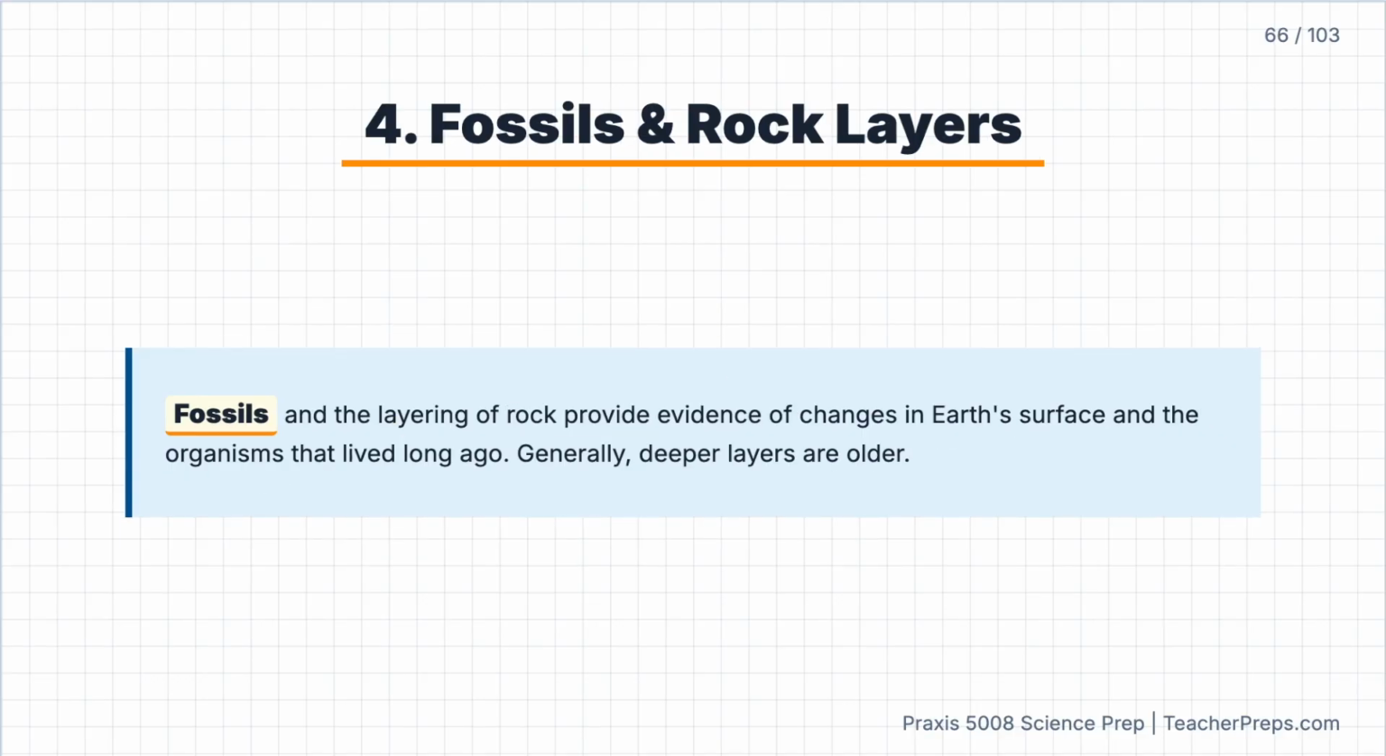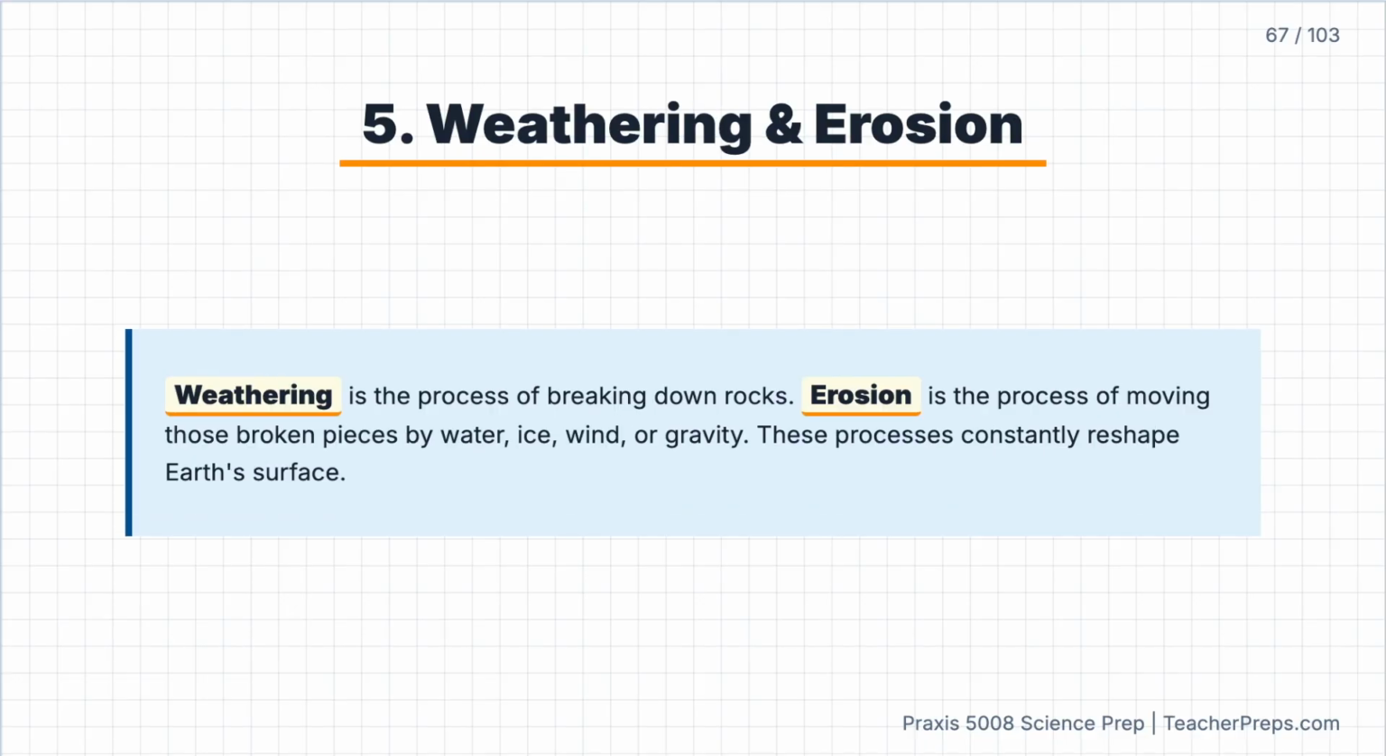Next up, there's a section on your exam all about fossils and rock layers. So remember that fossils and the layering of rock provide evidence of changes in Earth's surface and the organisms that lived long ago. Generally, deeper layers are older. Let's keep it going. Here we have weathering and erosion. Remember the difference: weathering breaks it, erosion takes it. These are 2 main processes that carve canyons, wear down mountains, and shape our landscapes.